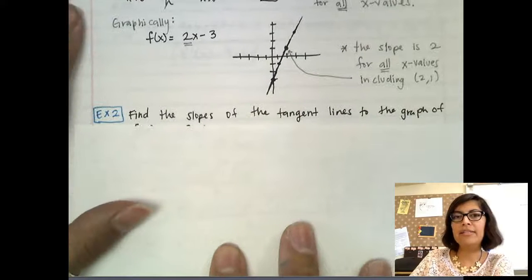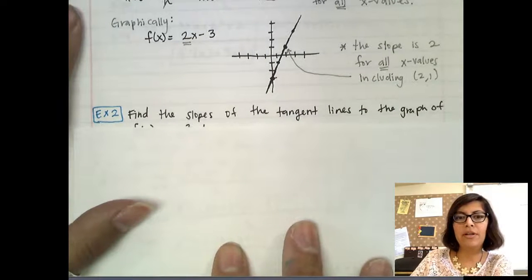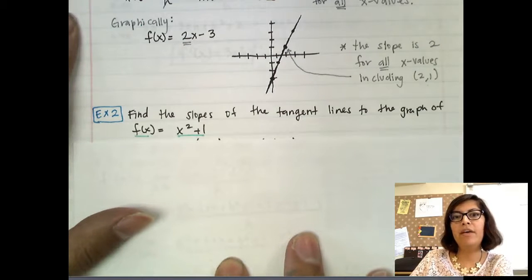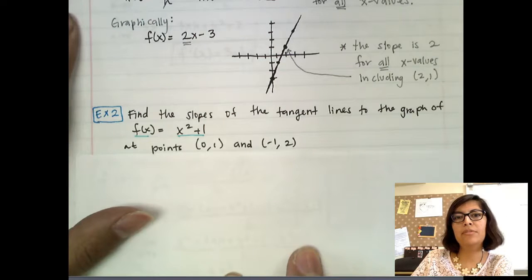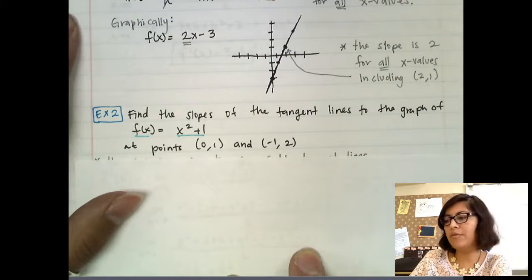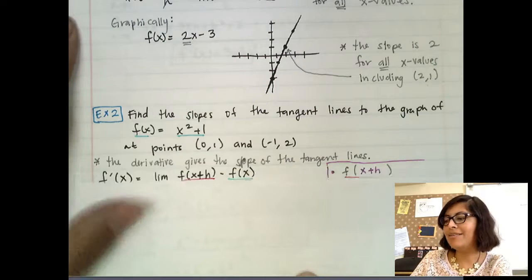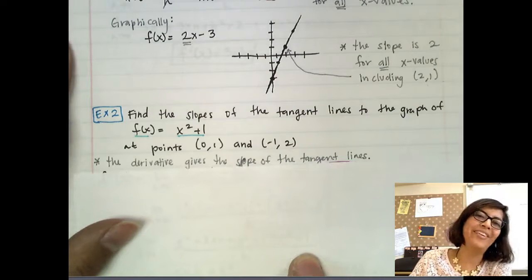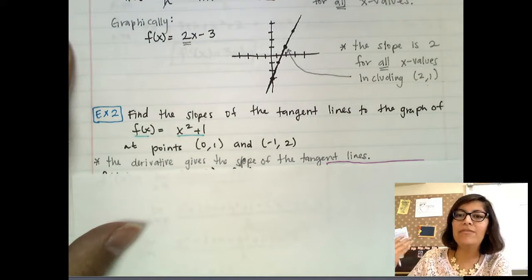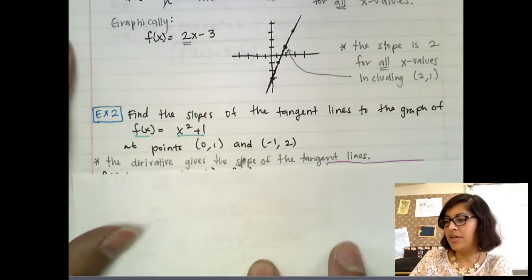Okay, so we're going to look at example 2. It says find the slope of the tangent lines to the graph of f of x equals x squared plus 1 at two points. So we're not just looking at one point, we're looking at two. Again, we're going to find the derivative. Remember, derivatives give you the slopes of tangent lines.